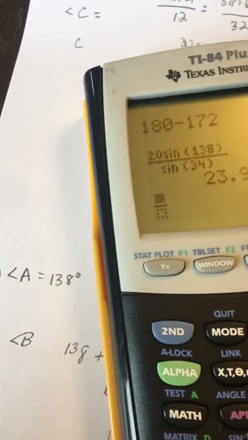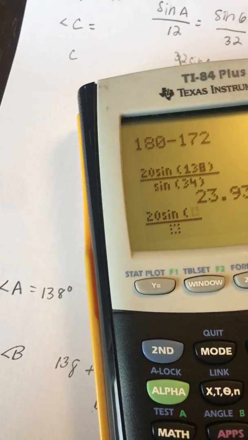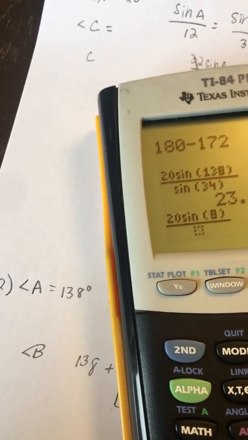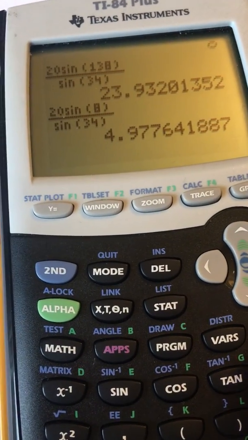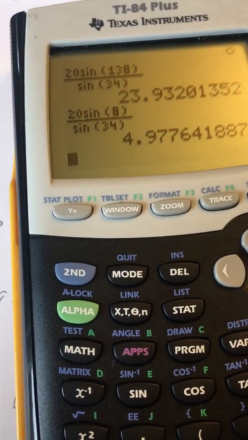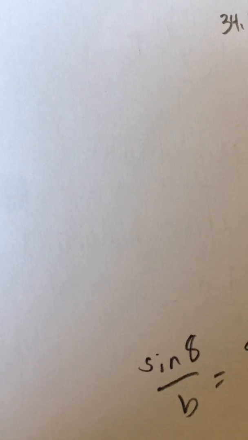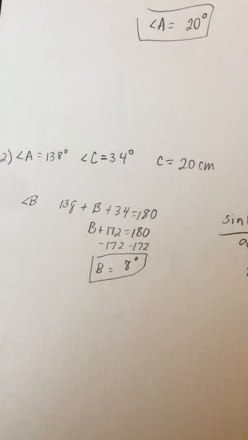Plug into the calculator: alpha y equals, fraction, 20 sine 8 over sine of 34. And I get a decimal of 4.97, so that's going to be rounded up to 5.0. B equals 5.0 centimeters.